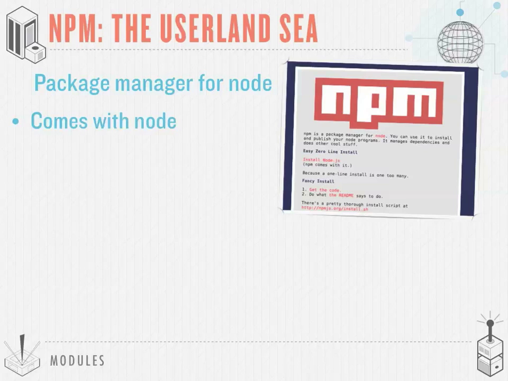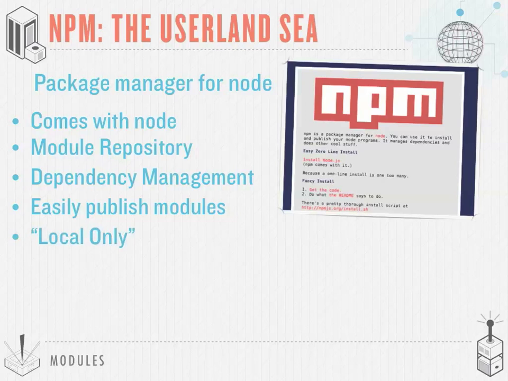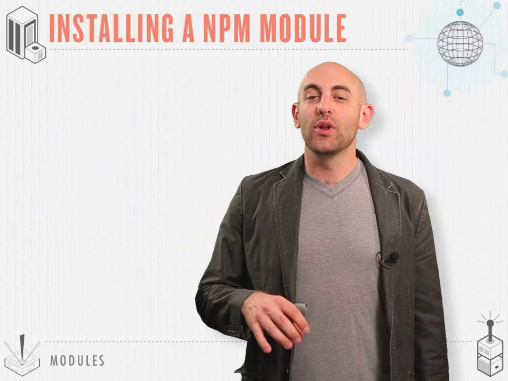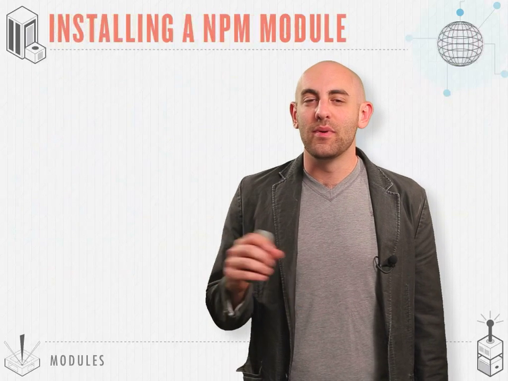NPM comes with Node, so it's really easy to install. If you have Node, you already have NPM. It hosts a module repository on a server. It also has tools for dependency management. It makes it really easy to publish your own modules. And it follows a local-only install mode that we'll go into a little bit later into why that's important. First, we're going to look at how easy it is to install third-party modules with NPM.